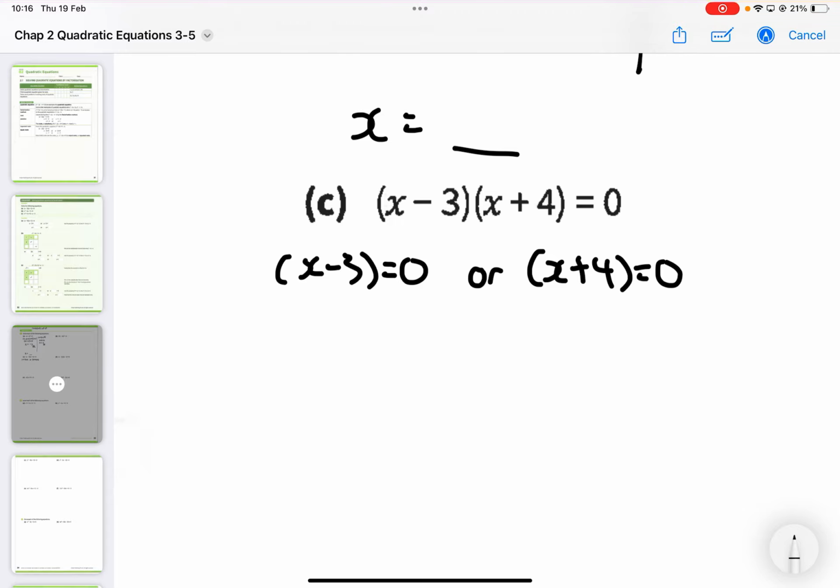Then plus 3 on both sides. This one is minus 4 on both sides. So there are two solutions.